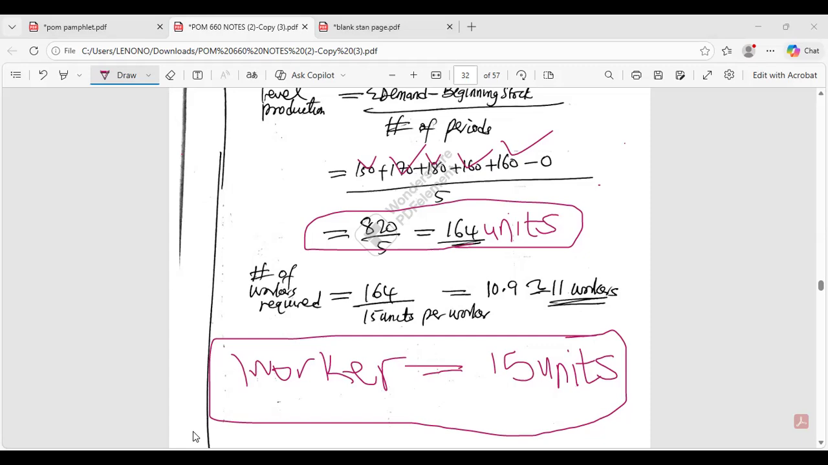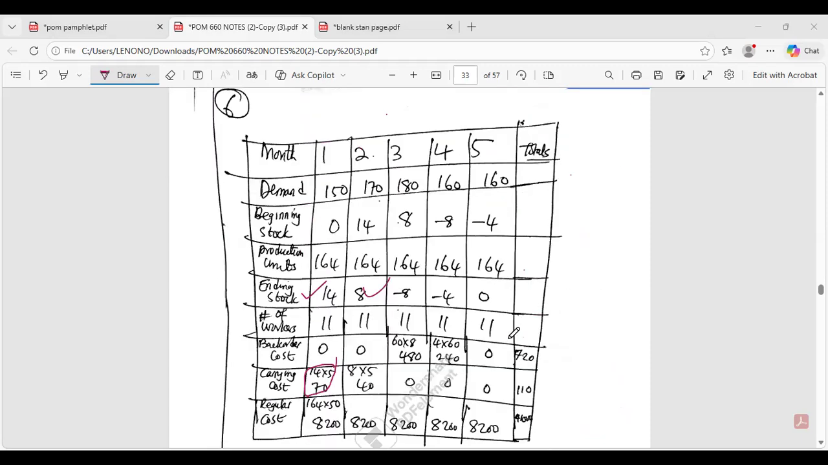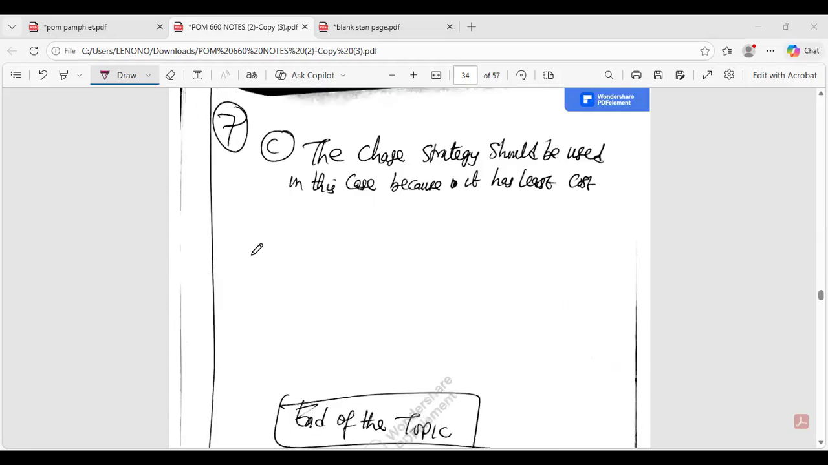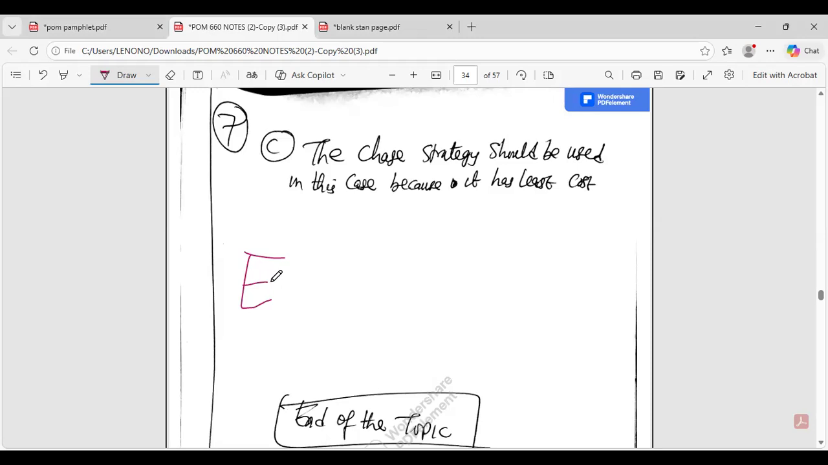Yeah, so this is what is happening. So now we have the level strategy. So meaning for week number one, the formula here is that our ending stock is equal to opening stock plus production minus demand.